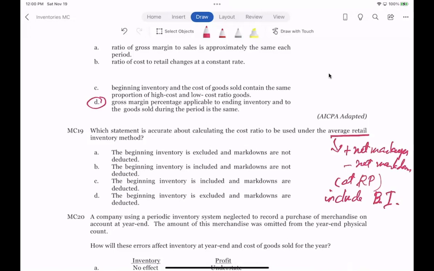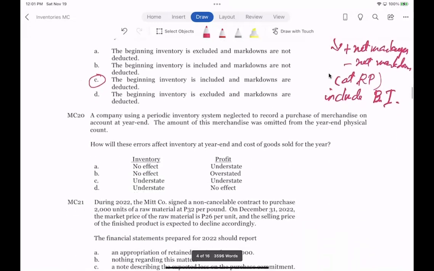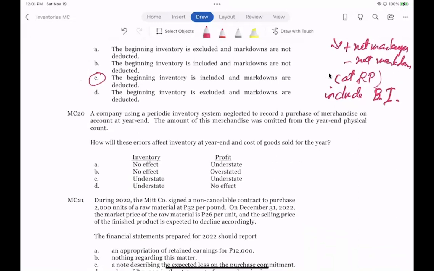Your choice will be between C and D only. No, between B and C only. So letter B, beginning inventory is included and markups are not, and markdowns are not deducted. They are deducted. The beginning inventory is included and markdowns are deducted. Markdowns are deducted, the net markdown. Therefore, it's letter C.